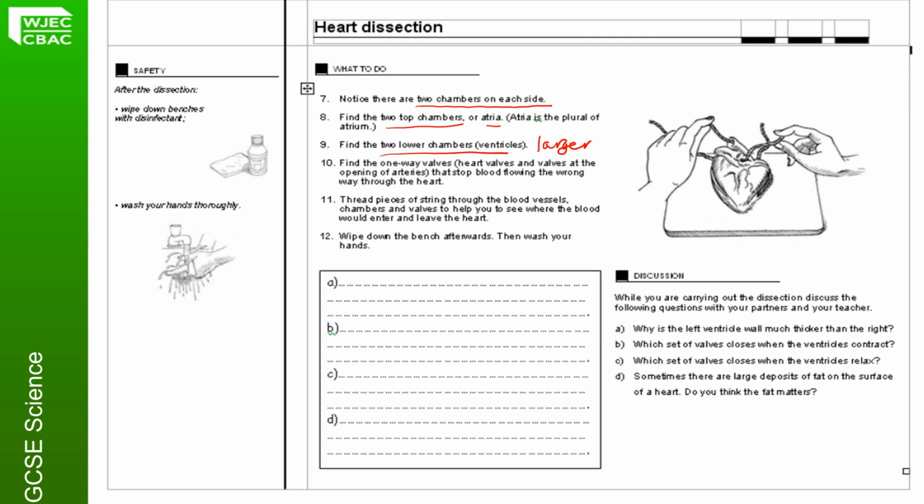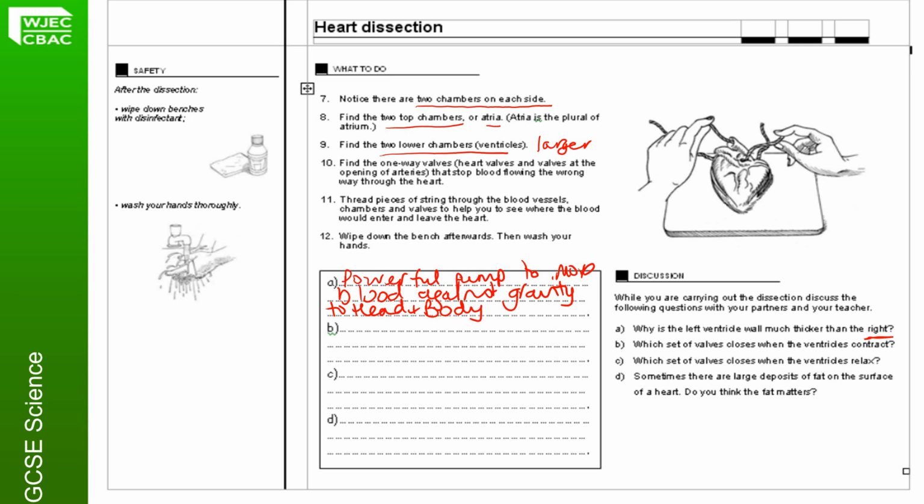So, question A. Why is the left ventricle wall much thicker than the right? The left has to be thicker because it needs to be a more powerful pump to move the blood against gravity to the head and body, whereas your right hand side only needs to be able to pump it next door to the lungs.